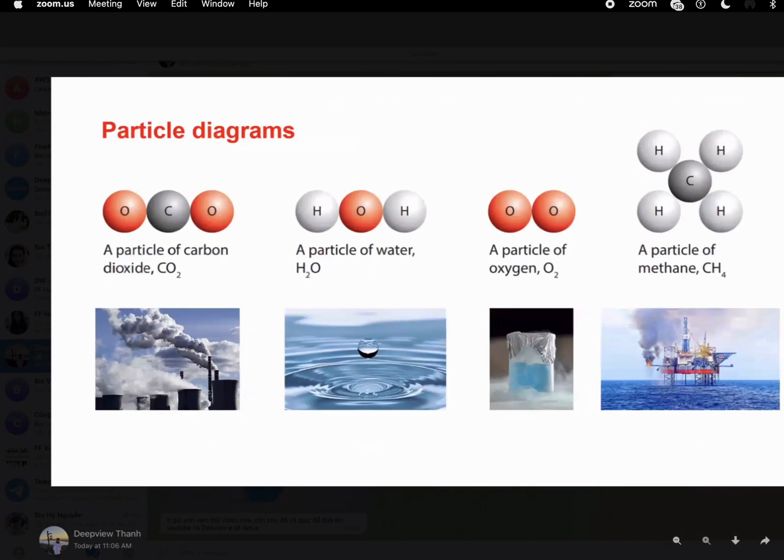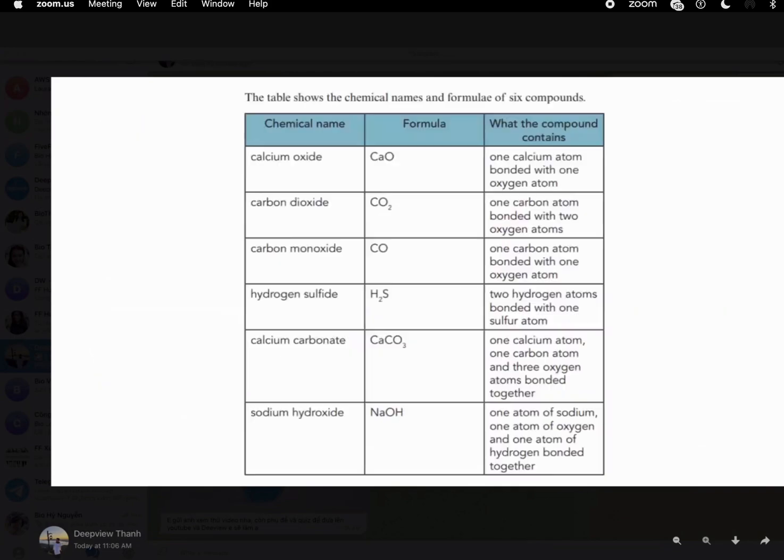Now, let's talk about particle diagrams. Particle diagrams show which atoms of which elements make up the particle. It is easy to decide if a substance is a compound by looking at the particle diagram. If there are different kinds of atoms bonded together, then it is a compound. Carbon dioxide, water and methane are all compounds because their particles are made up of different kinds of atoms. Oxygen is an element because the atoms in the particle are both oxygen atoms.